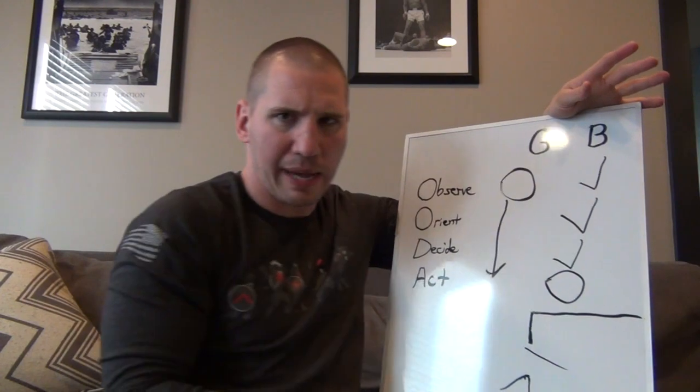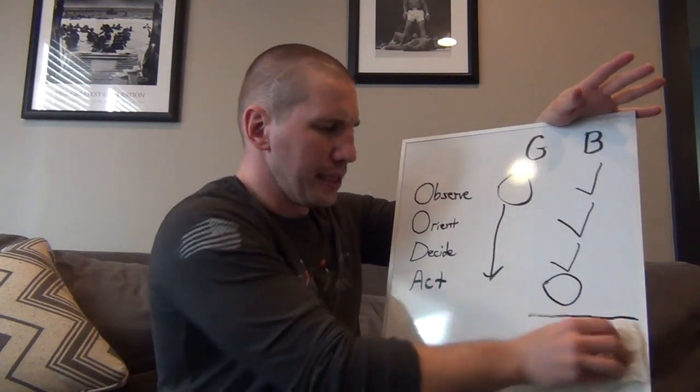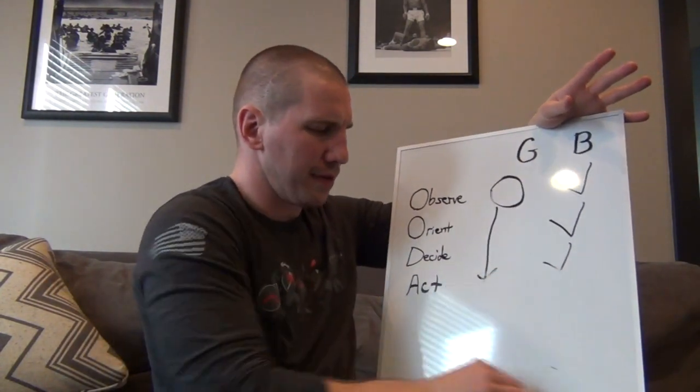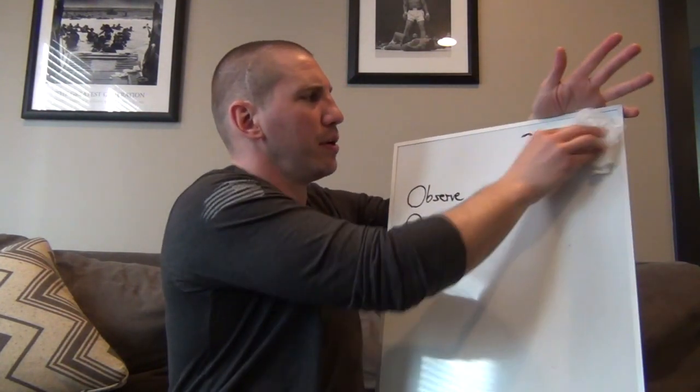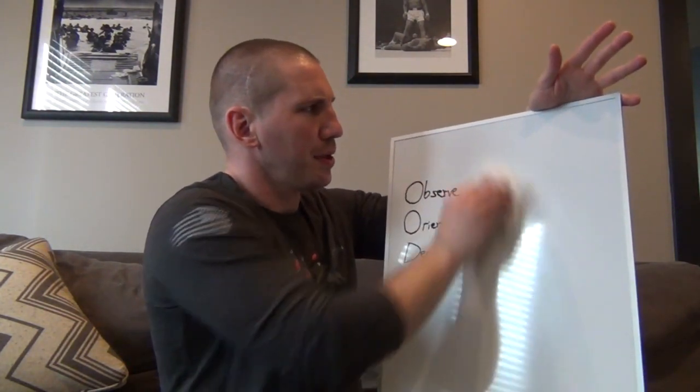And I like this example because it really easily explains how to turn the tide of an OODA loop into your advantage, where originally it's at your disadvantage.